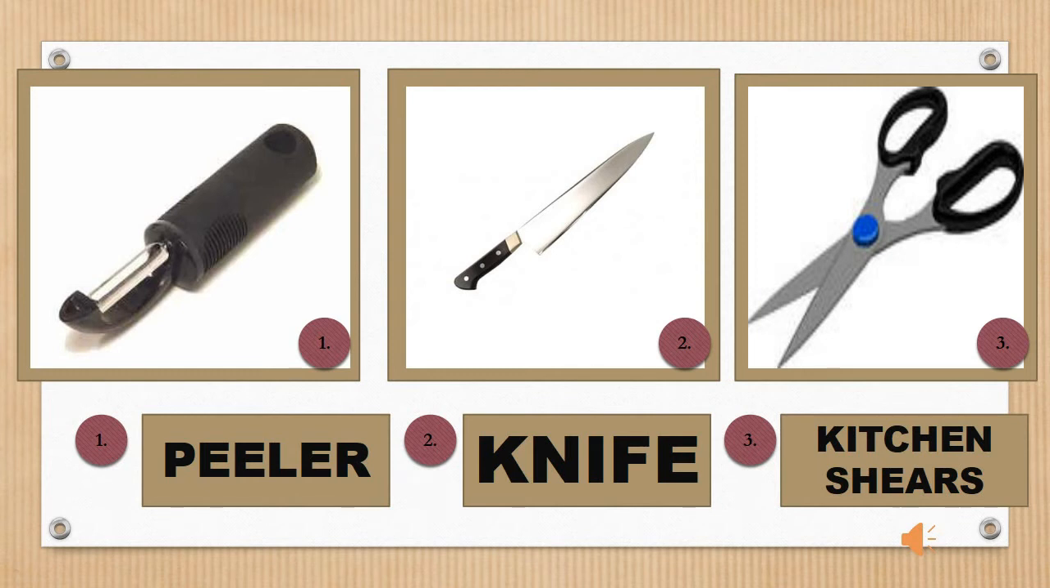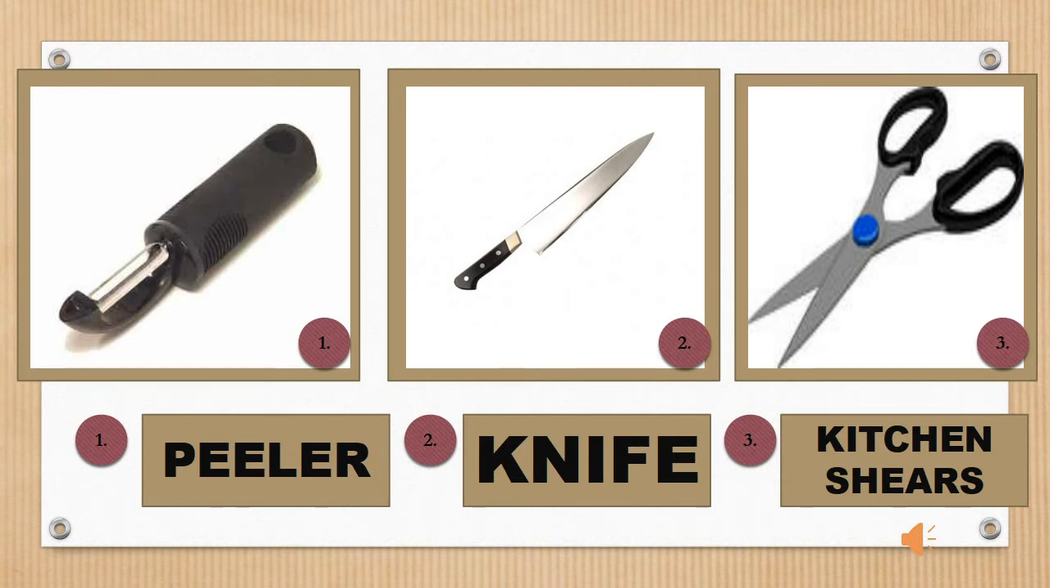Number 1, peeler. A peeler is a kitchen utensil designed to peel away the outer skin of vegetables. Number 2, knife. A knife is a tool or implement for cutting, the blade being either fixed to the handle or fastened with a hinge so as to collapse into it. Knives form the largest class of cutting implements, known collectively as cutlery.